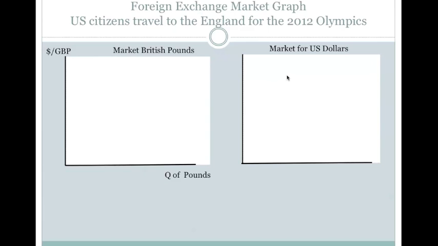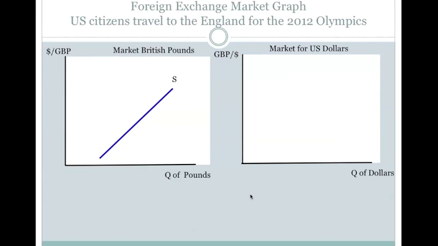Now over here at the market for US dollars, what I'm going to do is look at it from the perspective of the pound, or the price from the pound to the dollar. Again, what goes on the denominator goes on my x-axis, and this is the quantity of dollars. From this point on, it's simple supply and demand. All right, so let's set up our graph.